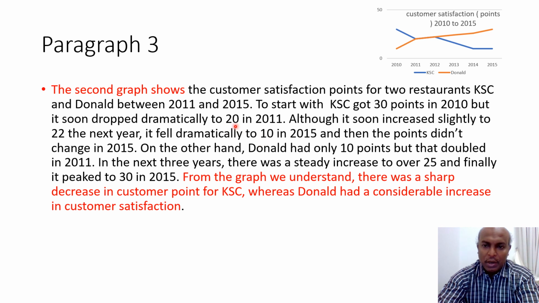to 20 in 2011, although it soon increased slightly to 22. The next year, it fell dramatically, a huge fall to 10, and then it didn't change in 2015. So the pattern is: from 2010 to 2011 a drop, then a slight increase, then again a dramatic decrease, then no change. Let's move on to McDonald's.